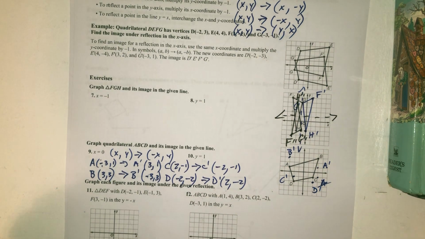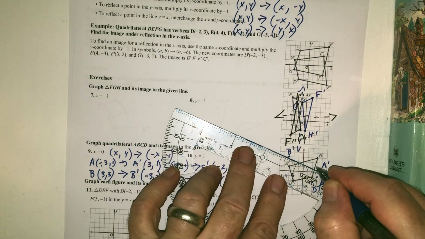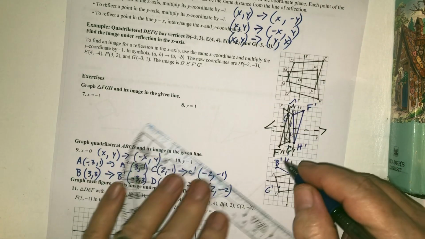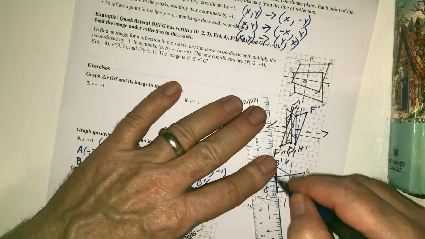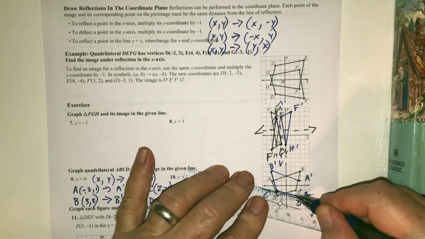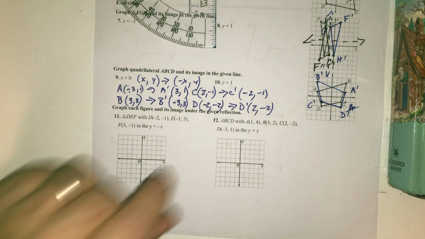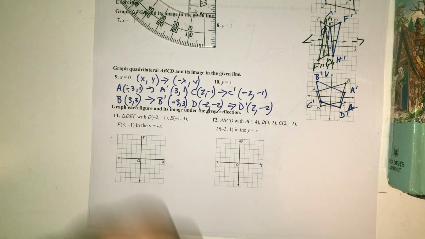So then we could connect A prime to B prime, B prime to C prime, C prime to D prime, and then D prime back to A prime or A prime to D prime, either way you want to do it. But there's what that reflection would look like, okay? I'm going to let you do number 10 on your own. We'll go look at number 11.